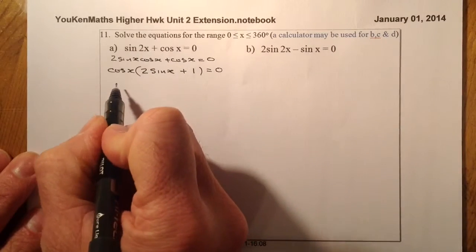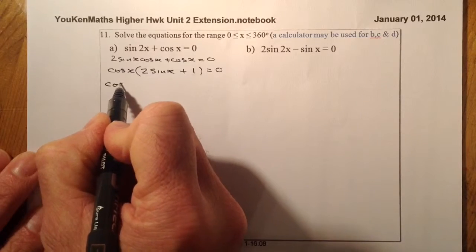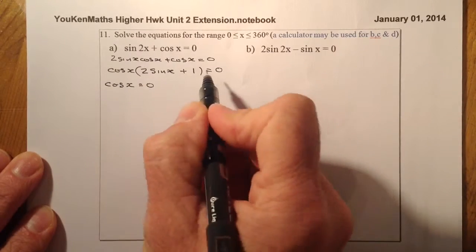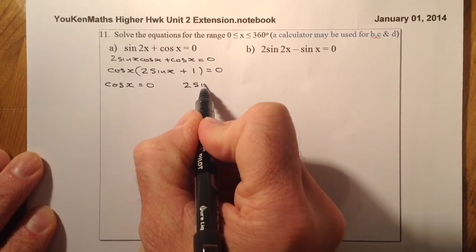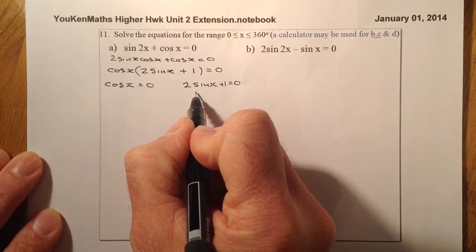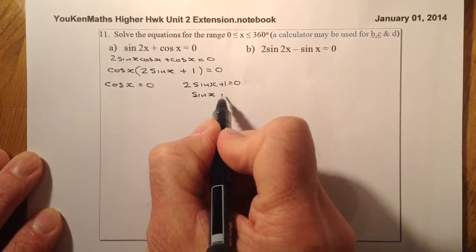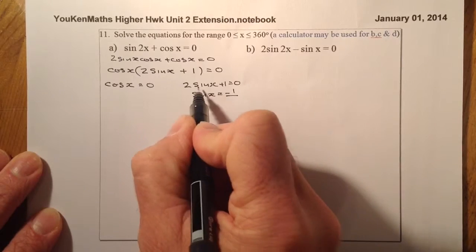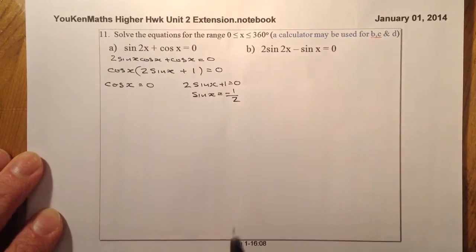From here I can see that I've got 2 solutions coming out of here, or 2 equations. So I've got cosine x equals 0, and I've also got 2 sine x plus 1 equals 0. From this side here, what I'd see is that sine x is going to be equal to, take the 1 over to the other side, it becomes a minus 1, all over 2. So that's going to be sine x equals minus a half.